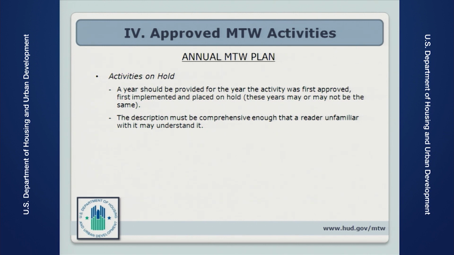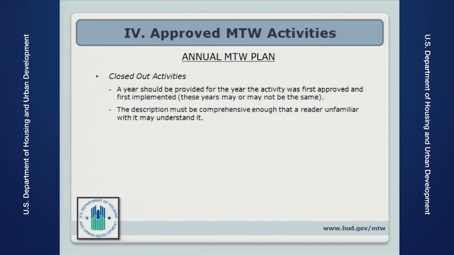Reference to activities on hold, the third category in this section. So very similar to what's in the not yet implemented activity. Again, you'll be providing the description and the year that it was approved. In this instance, you'll also be providing the year when you implemented it and then when you put it on hold, and why you've put it on hold. Again, you want the years to be very explicit for us and the description comprehensive enough that someone can understand the activity. Then you'll cover the plan to reactivate and the timeline for reimplementation, and explain any non-significant changes.